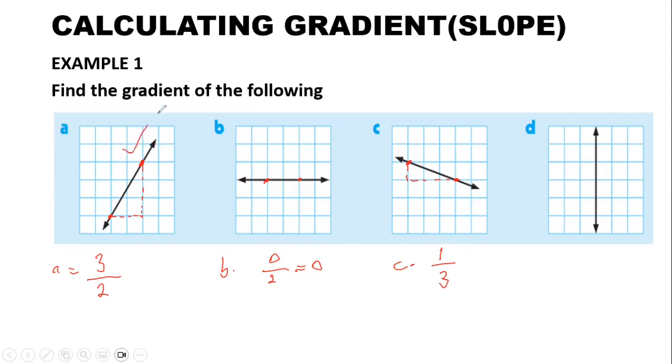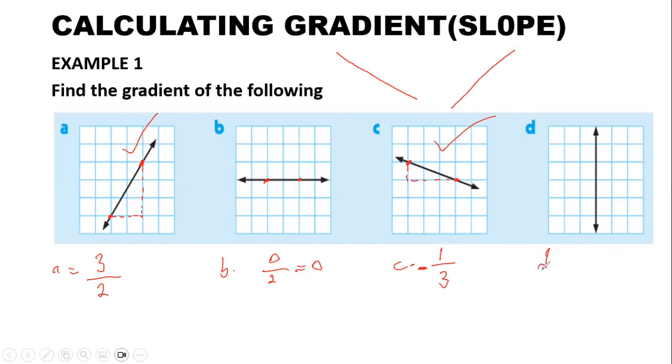But it's important for you to know the difference between how these two graphs slope. This is a positive slope and this is a negative slope. So we have to add negative to it. So generally, when you see a line sloping this way, it means that it has a negative gradient. And when you see a line sloping this way, it means that it has a positive gradient. Because this line slopes this way, we have to add a negative to our value. So the gradient is negative 1 over 3.